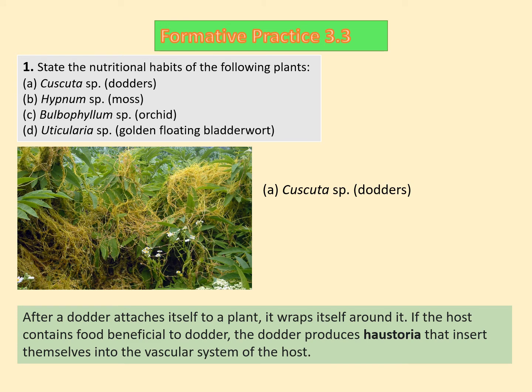This is the description of Cuscuta. After a dodder attaches itself to the plants, it wraps itself around it. If the host contains food beneficial to the dodder, the dodder produces haustoria that insert themselves into the vascular system of the host. The description shows that the Cuscuta or dodders are parasites.